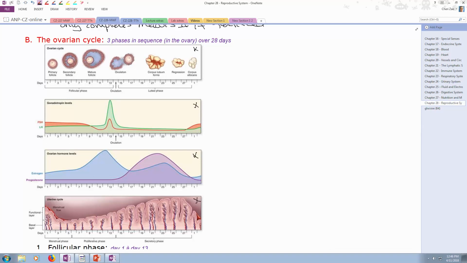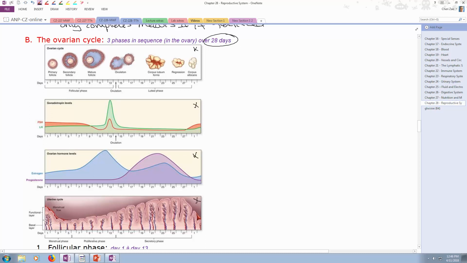Day 1 is given its distinction because it's an observational event. You can say for every woman, whenever she starts her menses, that is day 1 of her cycle. This ovarian cycle that we're going to talk about, which has 3 phases in sequence in the ovary, is a 28-day cycle. Let me ask you, are all women 28-day cyclers?